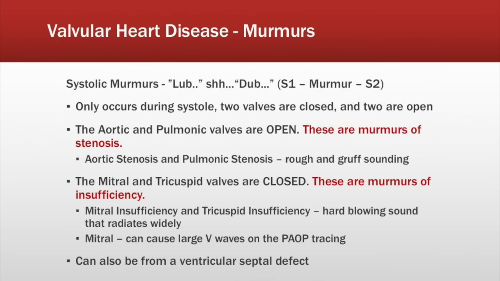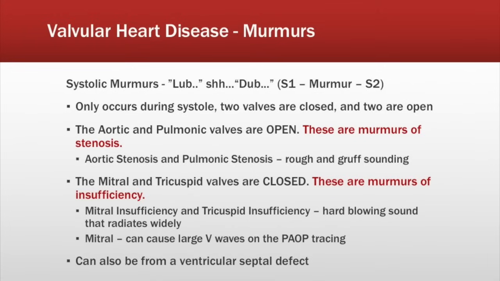So, systolic murmurs. This is the murmur in between the S1 and S2 sound. So it'll sound like lub, sh, dub. Lub, sh, dub. So it only occurs during systole when two valves are closed and two valves are open. The valves that are open are the aortic and pulmonic valves. These are murmurs of stenosis. So you can have a stenosis murmur with a systolic murmur. The aortic stenosis and pulmonic stenosis sound really rough and gruff.